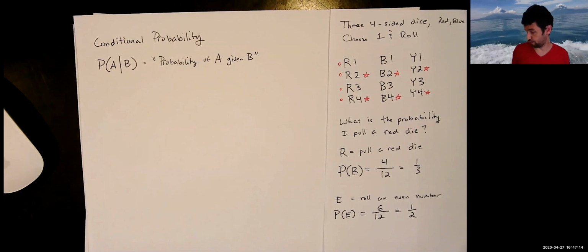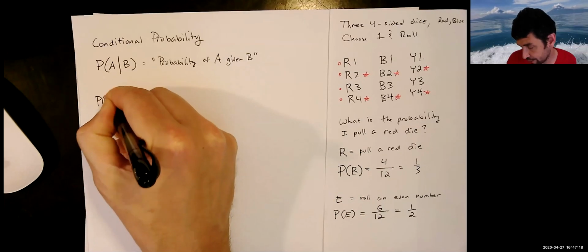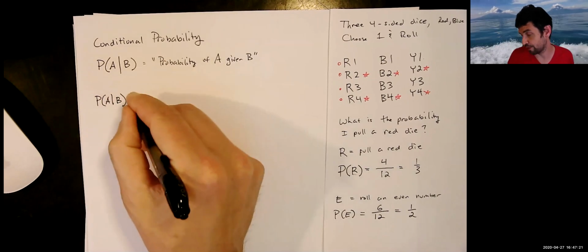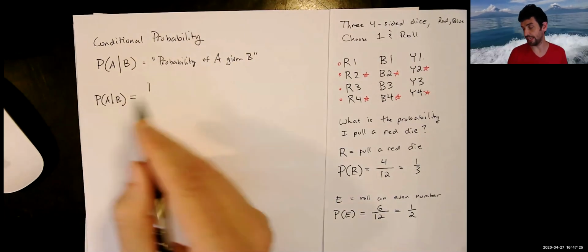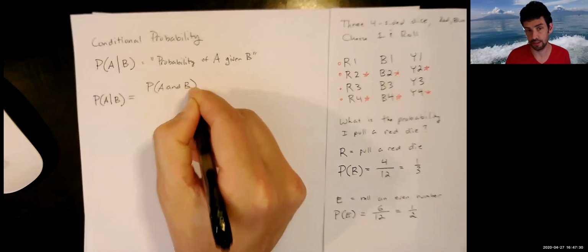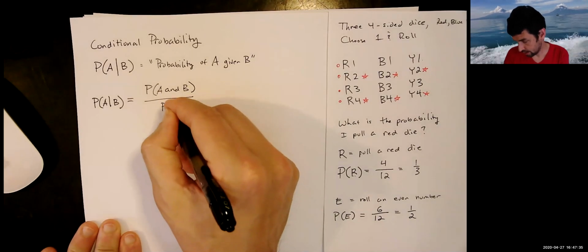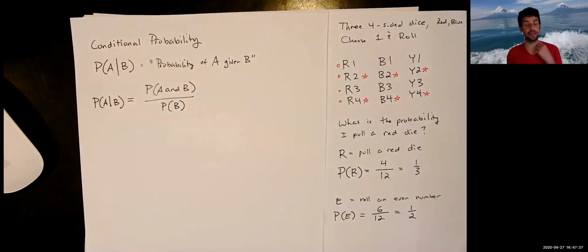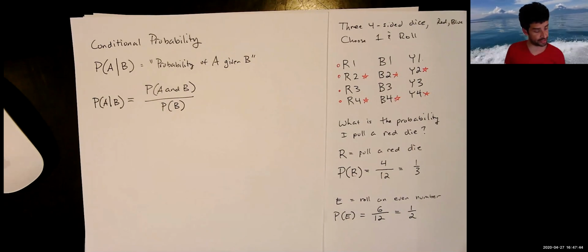So let me give you a formula for figuring this out first. Though we don't always have to use this, and we're about to do some examples without using it, but then we'll see that it matches up. The probability of A given B is equal to the probability of A and B divided by the probability of B. Okay? So that is our mathematical definition of this kind of probability.